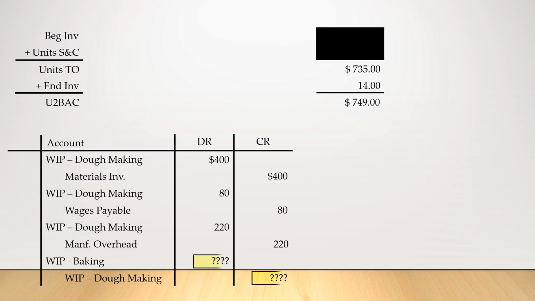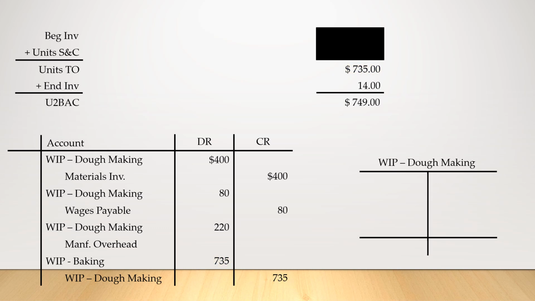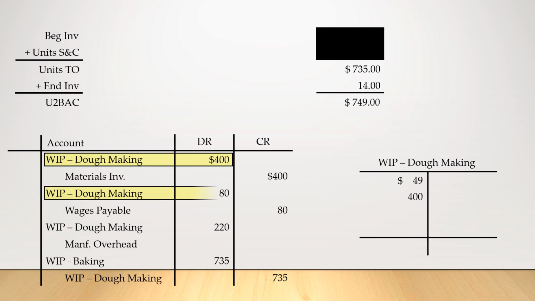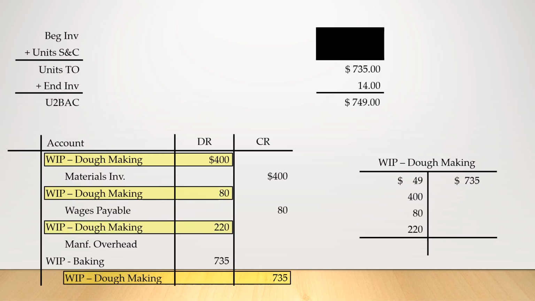For inventory transferred to finished goods, that amount was determined in our report. Finally, post to the ledger. We had a beginning balance of $49. Post the 3 debits and 1 credit from our journal entries, and our ending balance is $14, the exact amount as indicated on our cost report.